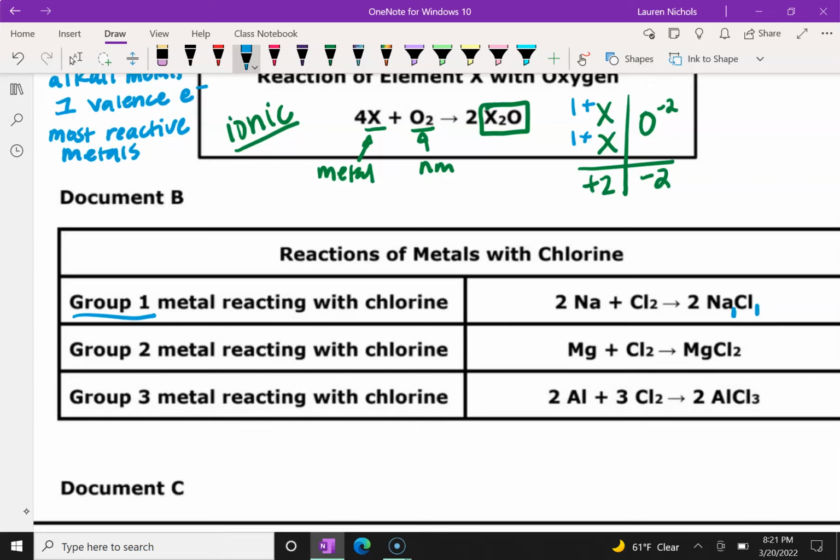When group 2 reacts with chlorine, you end up with 1 magnesium and 2 chlorines. And when a group 3 metal, like aluminum, reacts with chlorine, you end up with 1 aluminum and 3 chlorine. So remember, this is because the charges are different. You have +1, +2, and +3, whereas chlorine is in column 17, and chlorines all have a -1 charge. So you have to make sure that your charges are balanced there. So document B can help you with that.